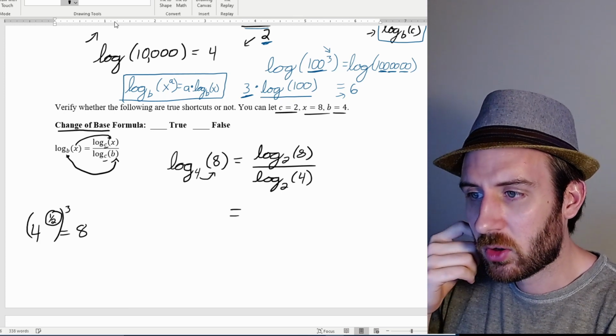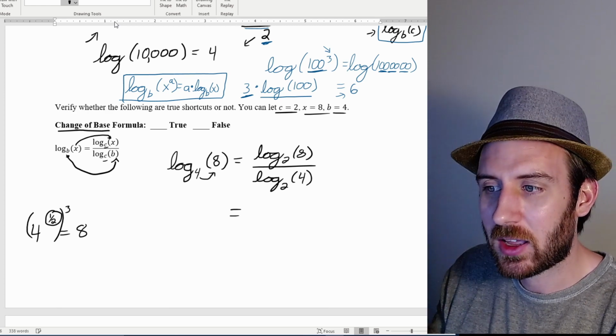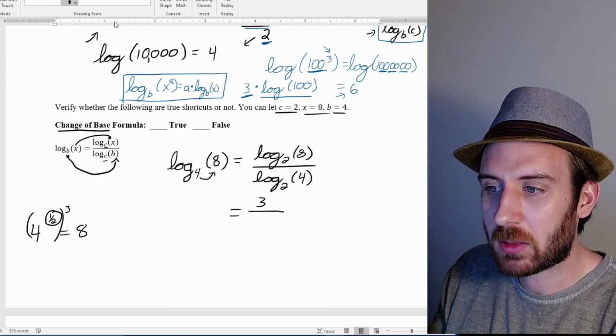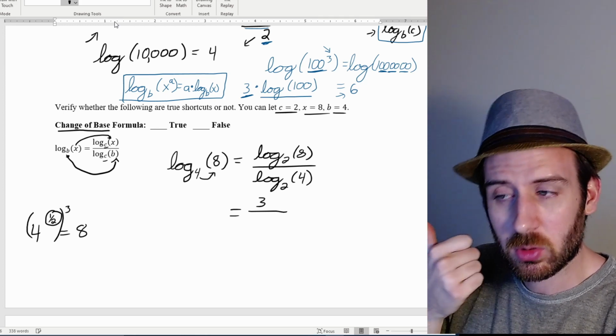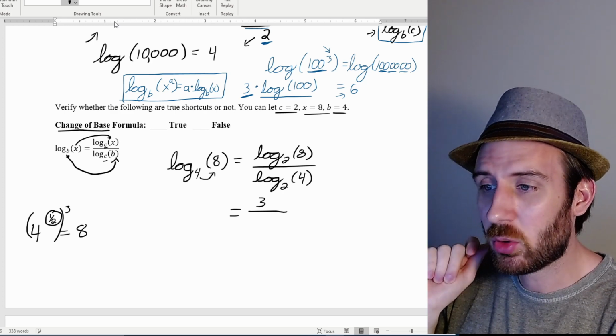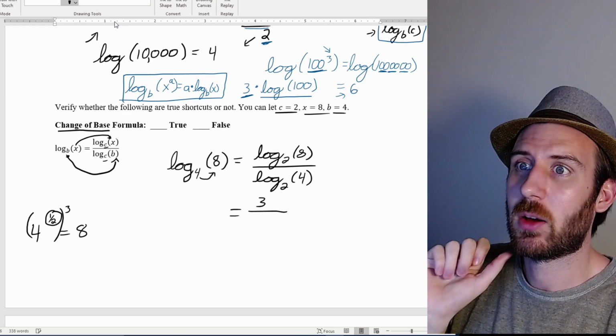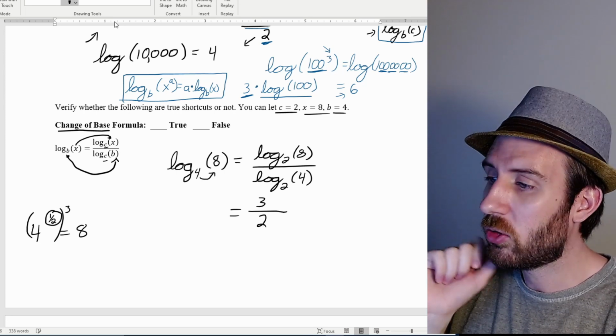Log base 2 of 8 means what's the exponent that raises 2 up to 8? There'll be 3 explosions that take place. 1 to 2, 2 to 4, 4 to 8. There'd be 3 explosions. And then here I've got log base 2 of 4. What would those explosions be? That would be 2 to the second power. So that would be 3 over 2. Oh, and sure enough, take a look.